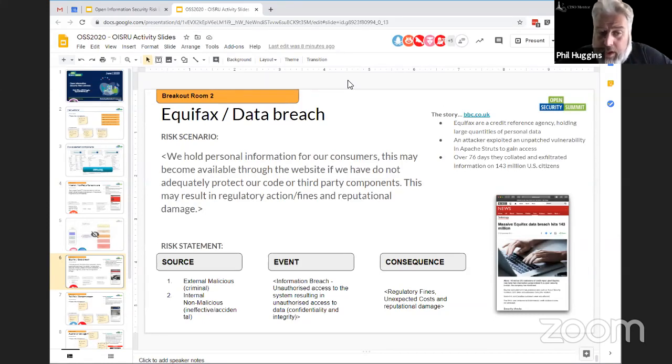Either you could treat a failure of a security process as an event in its own right. So you could say that the failure of patching was an event caused by a non-malicious, ineffective internal member of staff that led to an information breach caused by an external malicious actor. So you could chain the events.